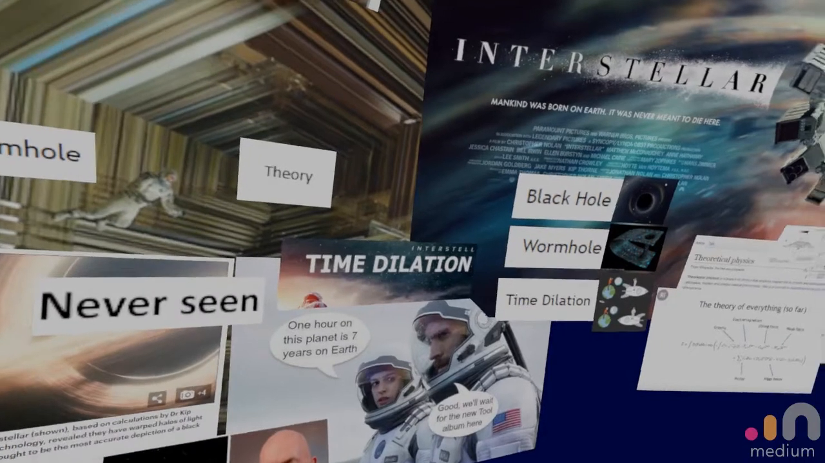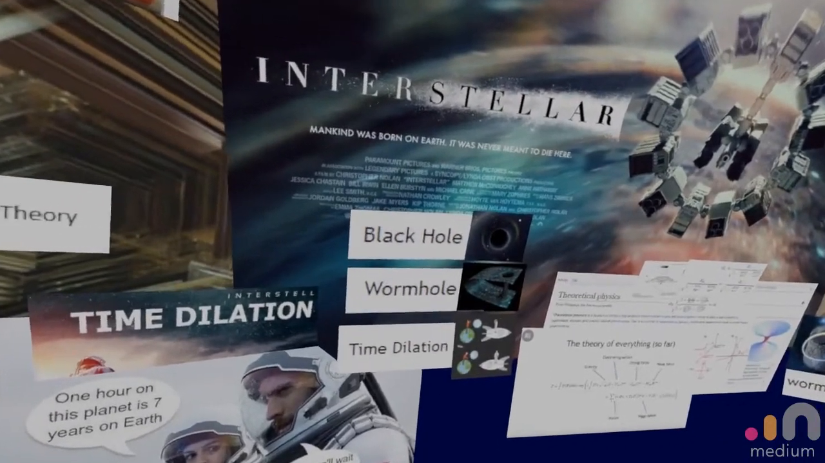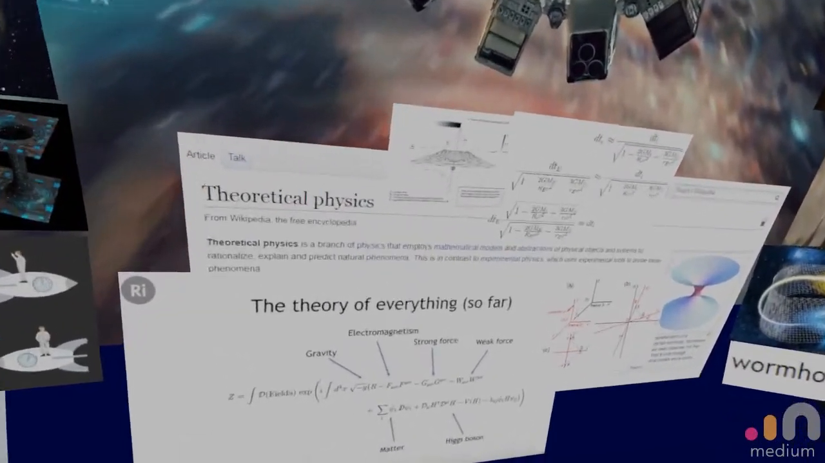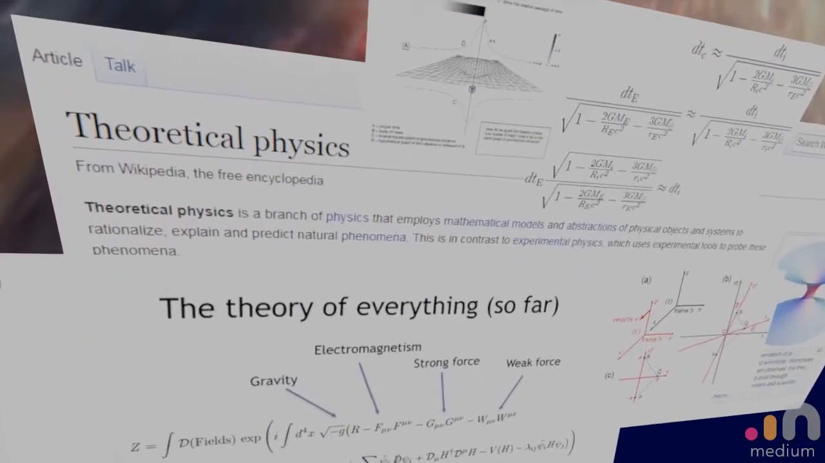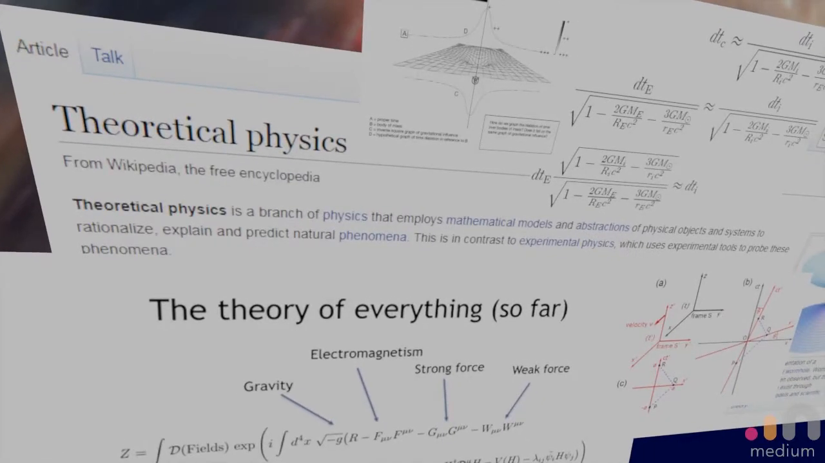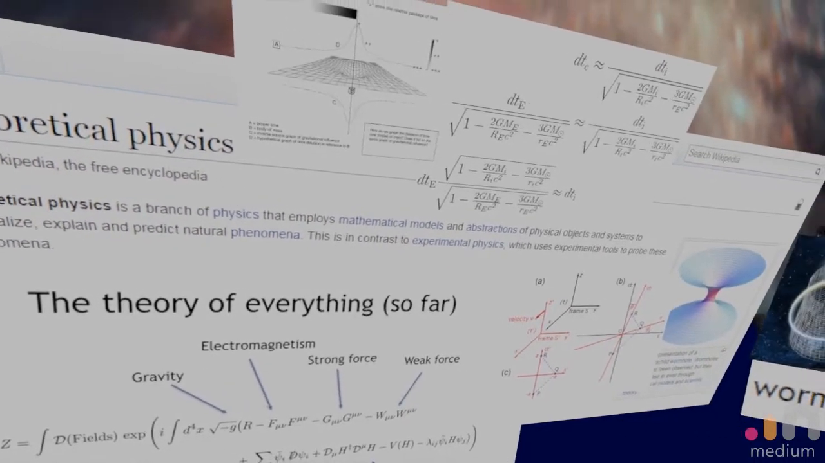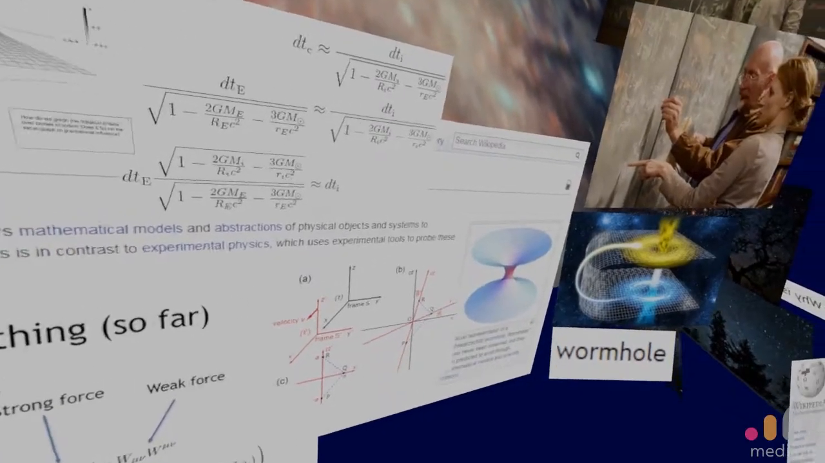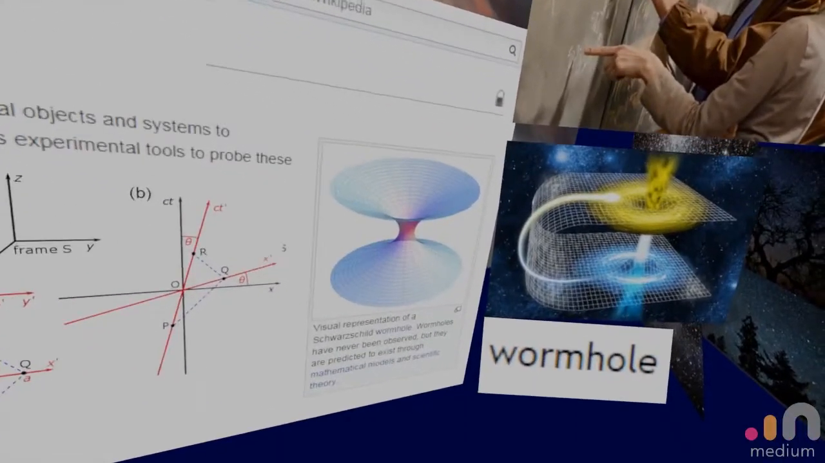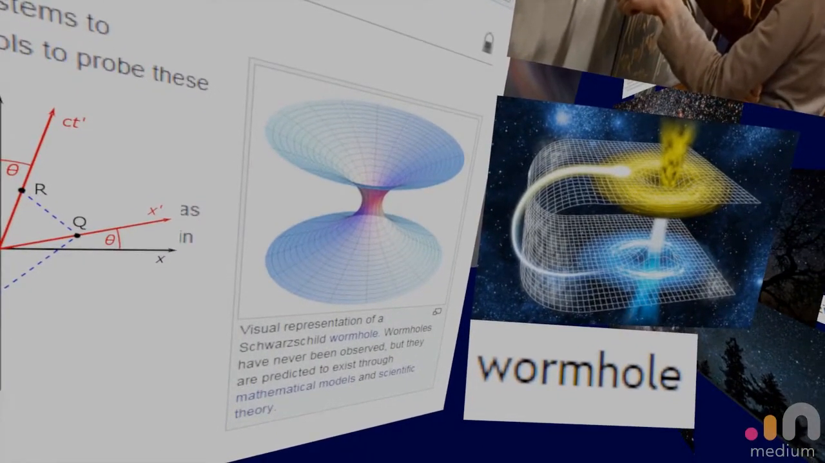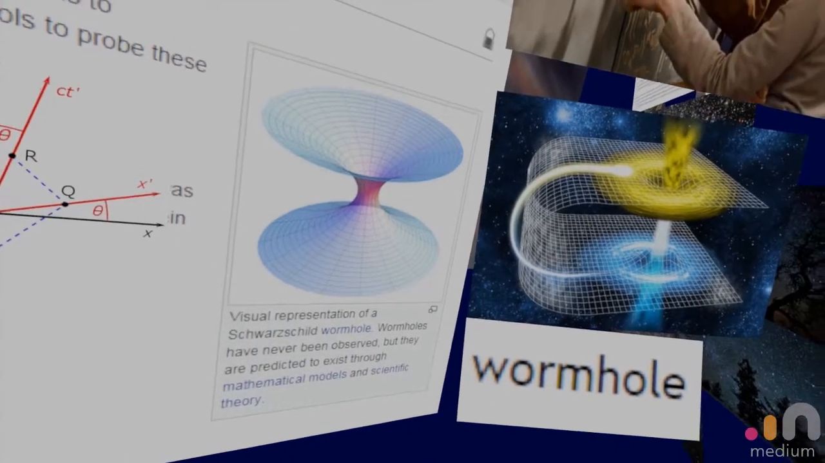So these three things actually come from a field of science called theoretical physics. As it is right here, it's a branch of physics that employs mathematical models and abstractions of physical objects and systems to rationalize, explain, and predict natural phenomena. So what it means by predict natural phenomena, for example, we have over here a visual representation of a Schwarzschild wormhole. Wormholes have never been observed, but they are predicted to exist through mathematical models and scientific theory.